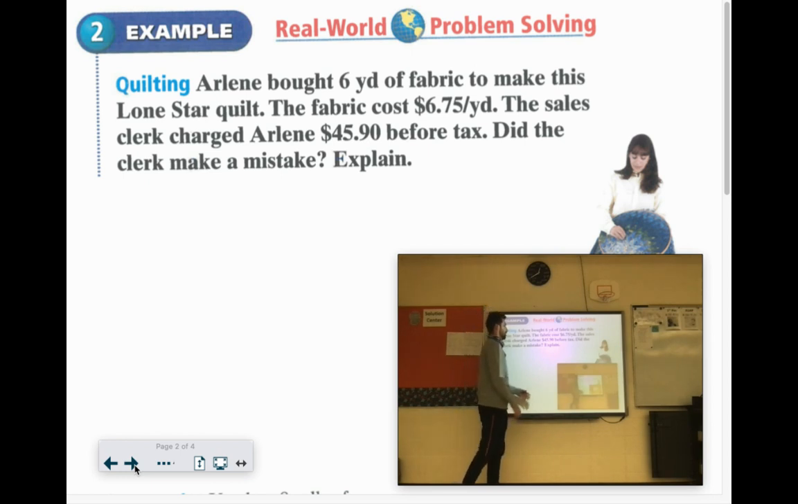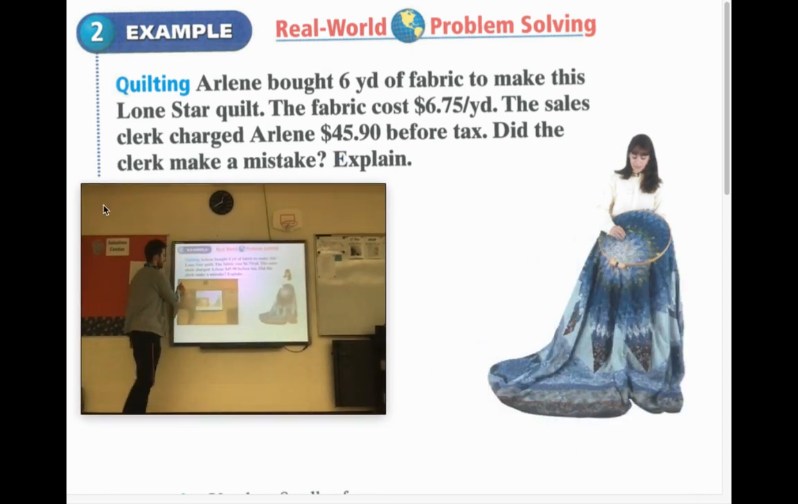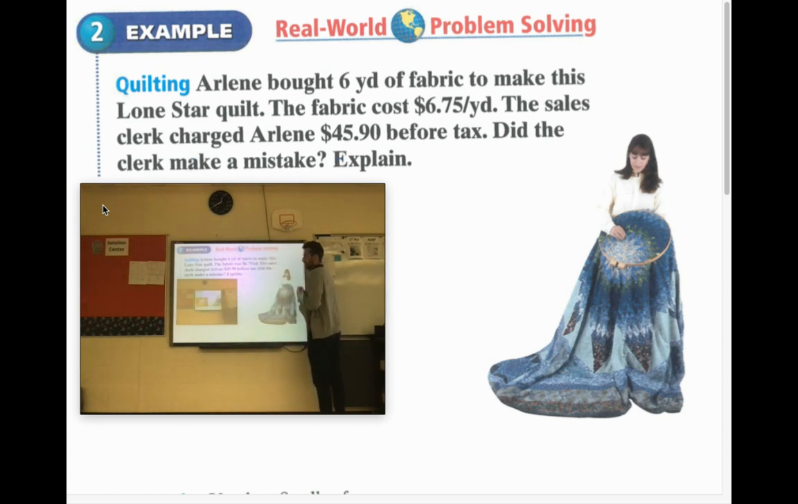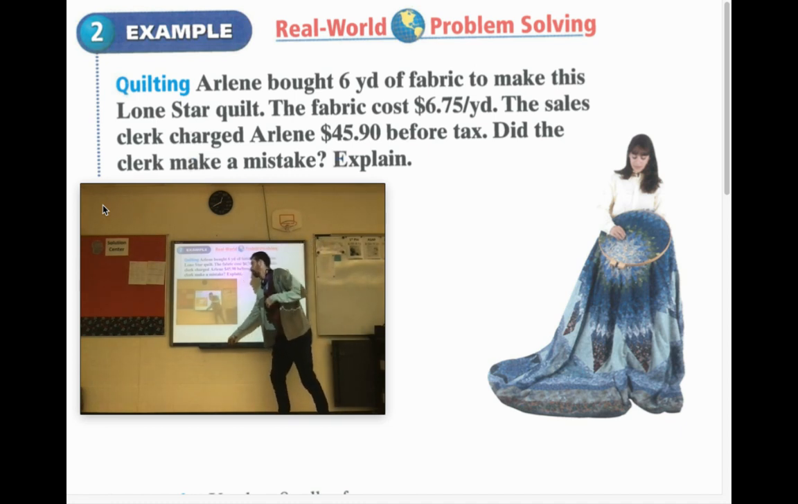Arlene. Oh my goodness. Arlene. She bought 6 yards of fabric to make this Lone Star quilt. Look at the quality of fabric on this Lone Star quilt. The fabric cost $6.75 per yard. The sales clerk charged Arlene $45.90 before tax. Did the clerk make a mistake? Explain. So let's go with some rough estimates.